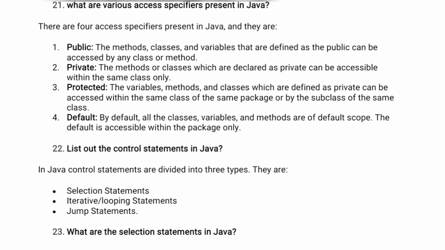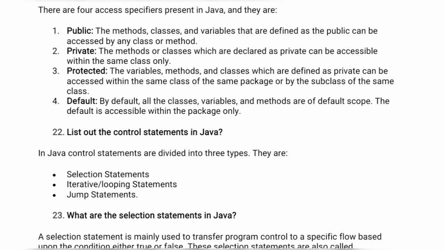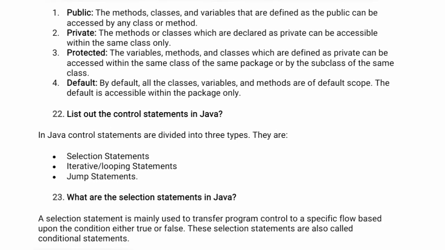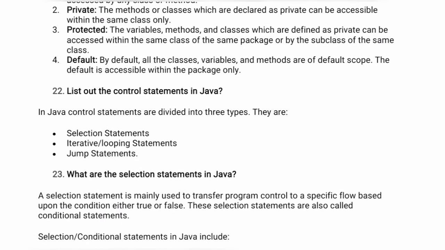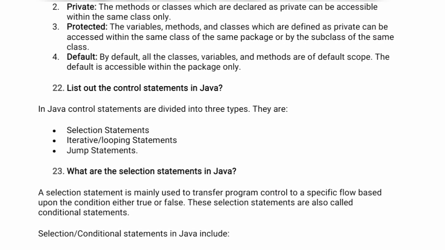Next, protected: the variables, methods and classes which are defined as protected can be accessed within the same class, the same package, or by the subclass of the same class. So here the subclass and superclass can access the methods under the same package. Next one, default. By default, all the classes, variables and methods are of default scope. The default is accessible within the package only, not the subclass, within the package.